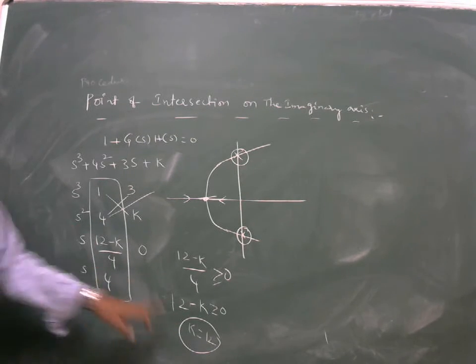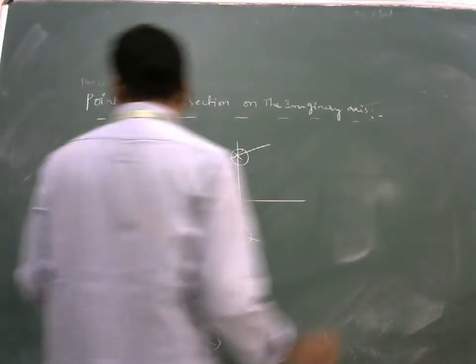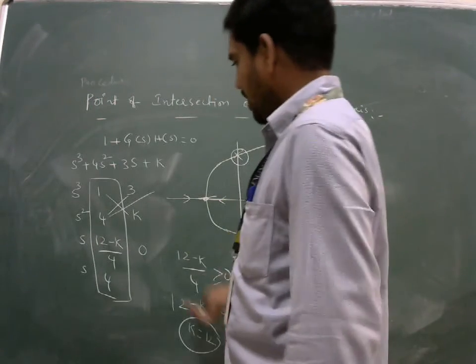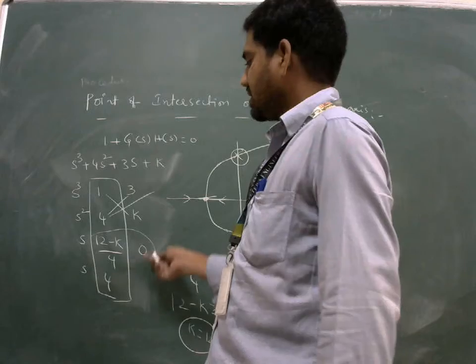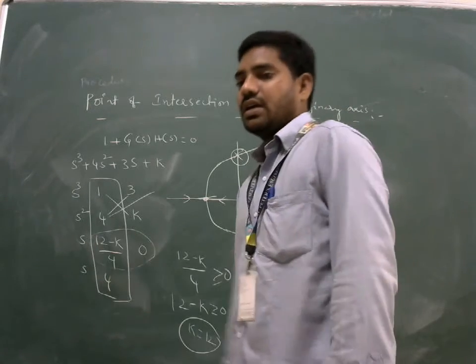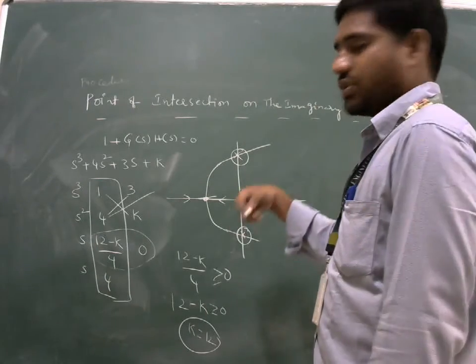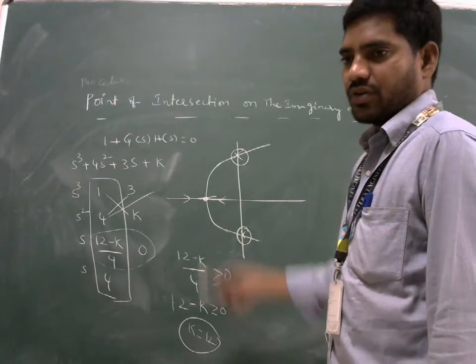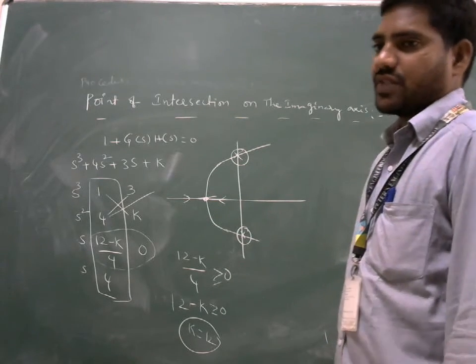Once we get that marginal K value, then you need to write it down. If the K value is 12, this will become a completely zero row. A zero row means you definitely need to apply the auxiliary equation in the Routh array.